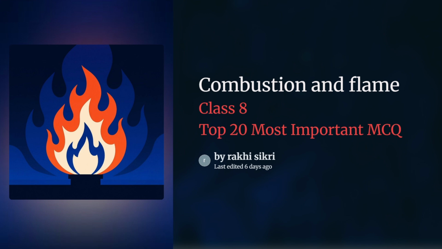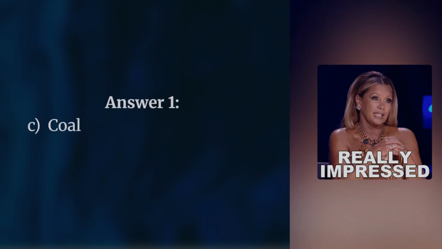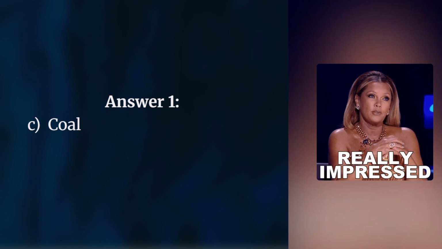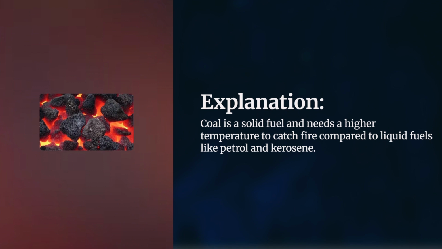So let us start. The first question is, which of the following will have the highest ignition temperature? The options are A. Petrol, B. Kerosene, C. Coal and D. Paper. And the correct answer to the question is option C, that is coal. Why? Because coal is a solid fuel and needs a higher temperature to catch fire as compared to liquid fuels like petrol and kerosene.